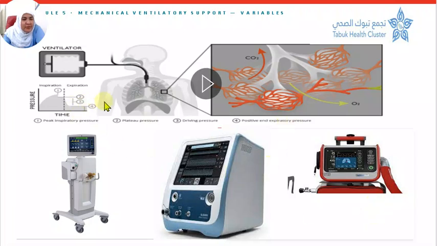Okay, let us continue. Now we are about to discuss the mechanical ventilator and its variables. You can see here on the screen that we have different kinds of ventilators, and these are the ventilators used in the Ministry of Health hospitals. All of these ventilators, we are using in our pediatric intensive care units. On the lower left is the GE, in the center is the SLE, and the last one is the portable ventilator, which is the Hamilton.